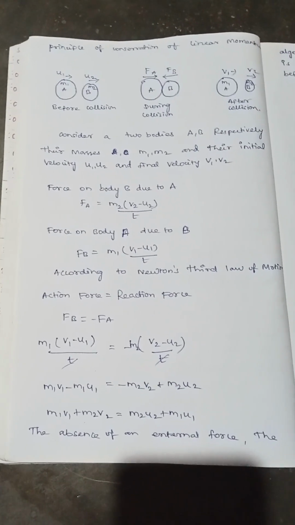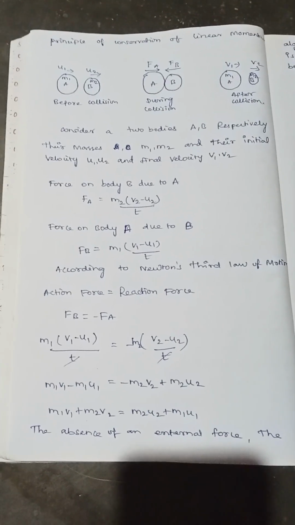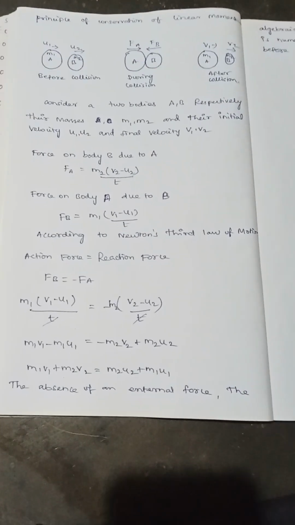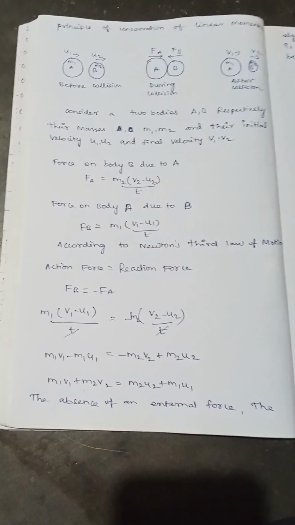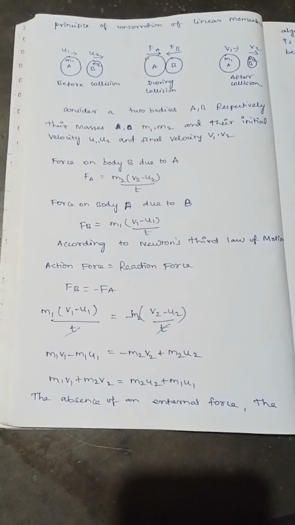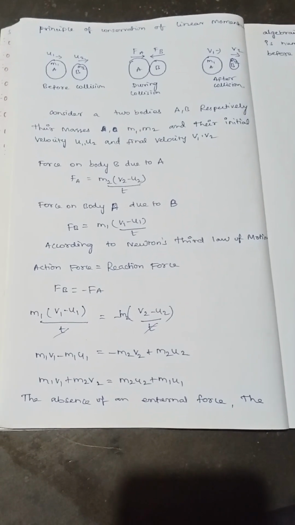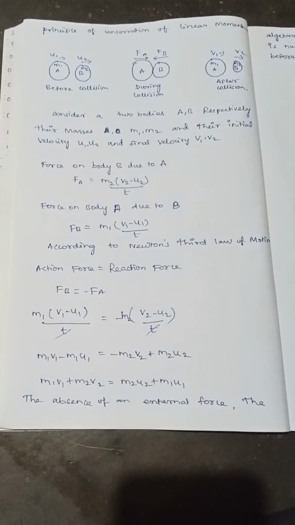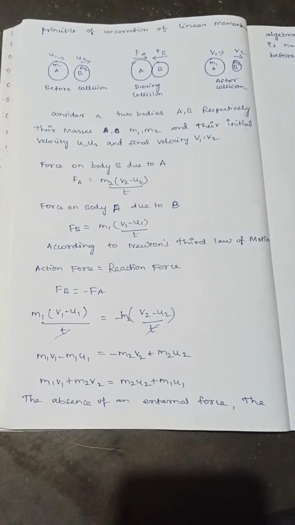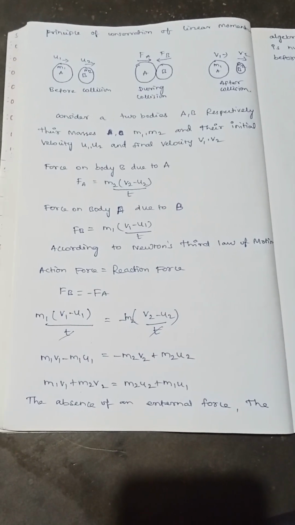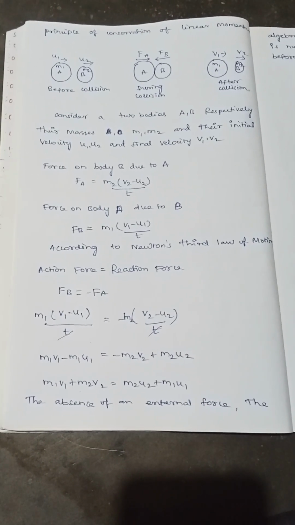B means 2, that side fully once. According to Newton's third law of motion, action force equals reaction force. Therefore, Fb equals minus Fa. Entering the two equations, m1 (v1 minus u1) by t equals minus m2 (v2 minus u2) by t. T is the same, so cancel it on both sides.